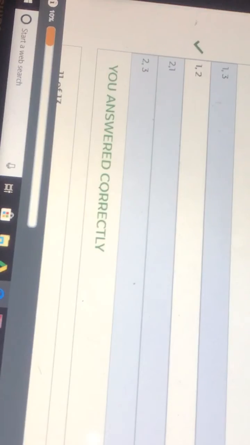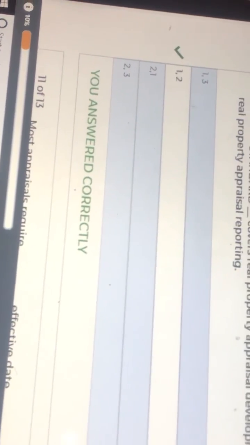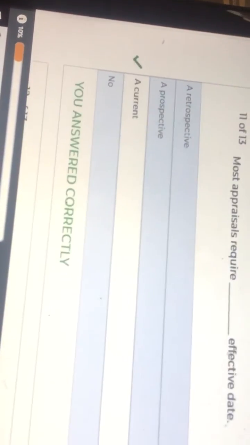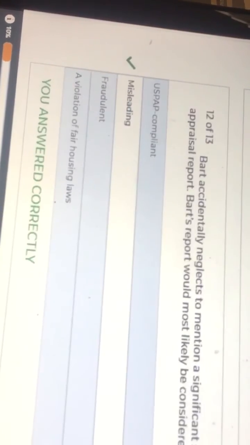Number 8, you got right. Number 9, you got right. Number 10, surprisingly, you got right. Number 11, you got right. And number 12, you got right. Number 13, you got right.